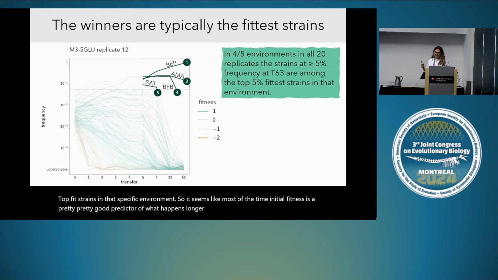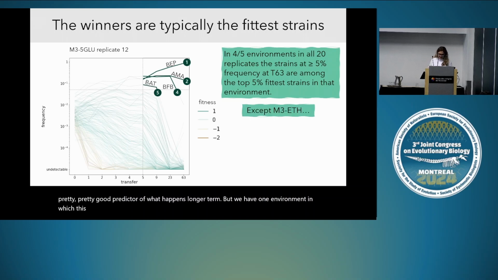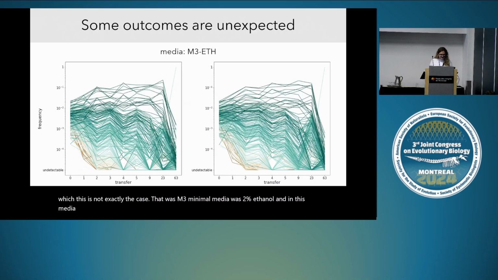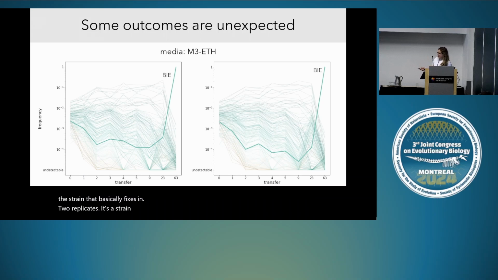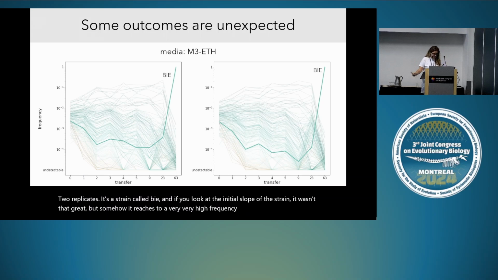But we have one environment in which this is not exactly the case. That was M3 minimal media with 2% ethanol. And in this media, we have some of our replicates that look something like this, and I'm going to highlight the strain that basically fixes in these 2 replicates. It's the strain called BIE. And if you look at the initial slope of the strain, it wasn't that great, but somehow it reaches a very, very high frequency at the end.